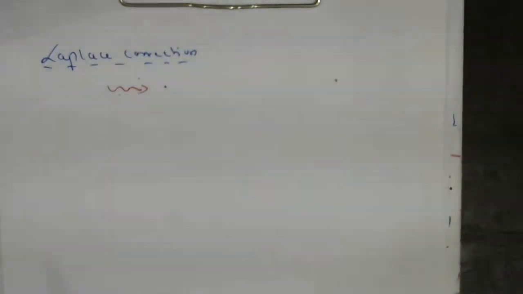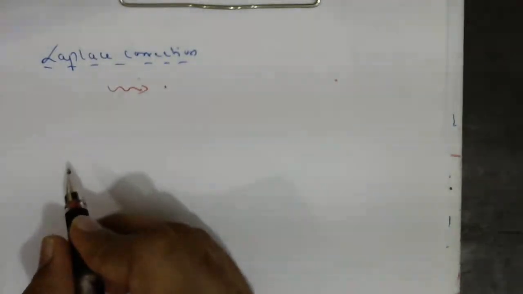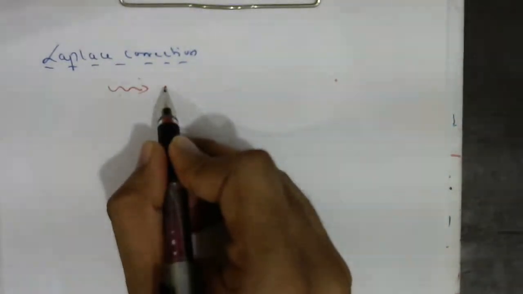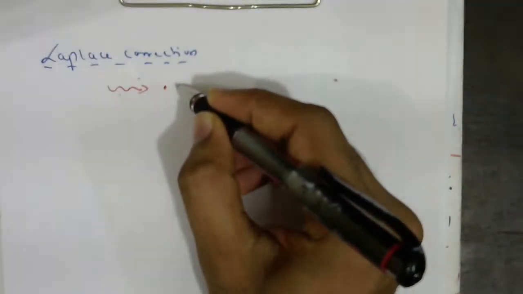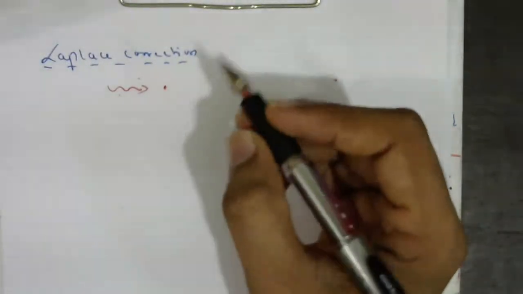According to Laplace, Newton said that whatever energy will transfer from one point to another point at a constant temperature. But Laplace said that it is not at a constant temperature. So this energy will transfer from one point to another point adiabatically.